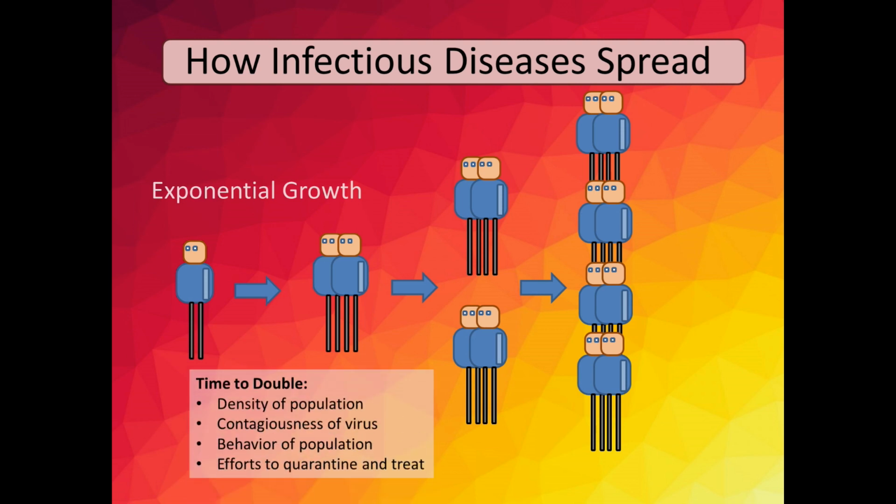Now, how fast this exponential growth happens can change. And the time that it's going to take for that population to double is going to be dependent on a great many things. Some of the things, just to list a few, are the density of the population, the contagiousness of the virus, the behavior of the population, how well they keep themselves isolated, etc., efforts from society and government to quarantine and treat individuals, and then, of course, what medical technology we have. It's also going to depend on things like how much of the population already has been exposed or infected by the virus.